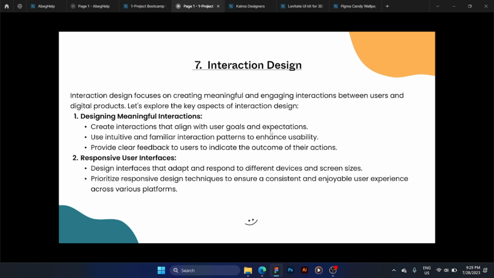So, what is interaction design? Interaction design focuses on creating meaningful and engaging interactions between users and digital products. Let's read it again so that you can see it and hear it more often. Its main focus is ensuring that there is significant and meaningful interaction between users and the product that the user is actually engaging with.